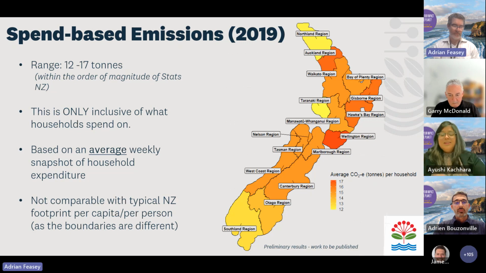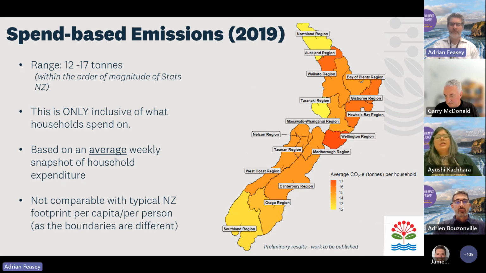A big disclaimer here is that the boundaries for this work are very different to what previously published per capita, per person emission figures entail. So they're not directly comparable. It gives us a number, but we need to do more work into making them directly comparable, which would be our focus in the coming few months.